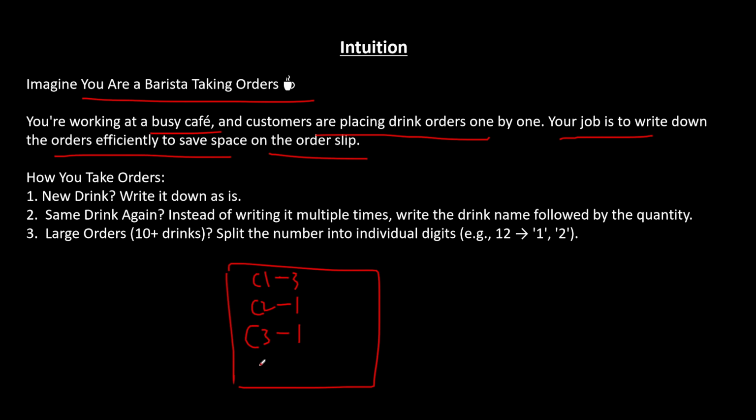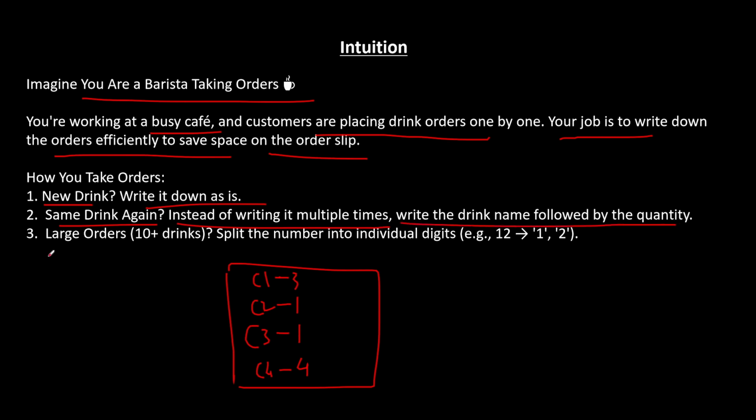And at the end, he went to the last table. They ordered coffee one and they ordered it four times. Okay, right? So this is how he takes the order. So how does he take the order? New drink, we will write it down as is. Same drink again, right? Instead of writing it multiple times, write the drink name followed by the quantity.